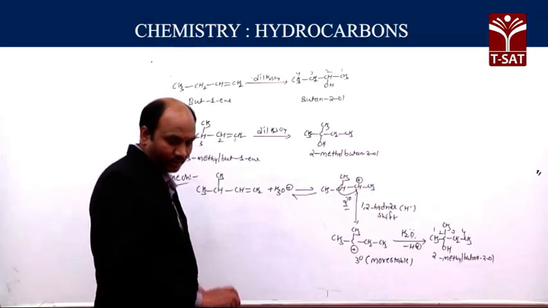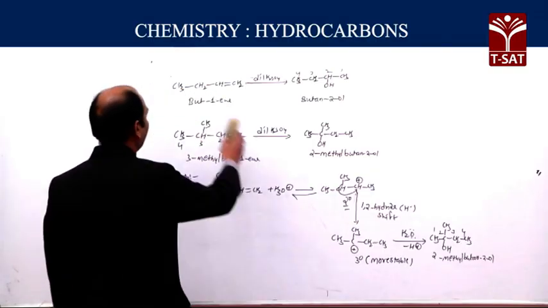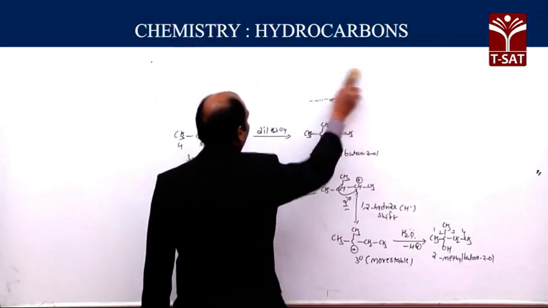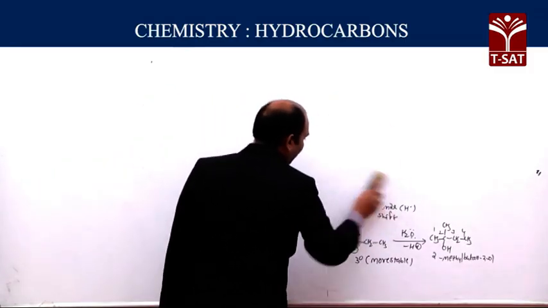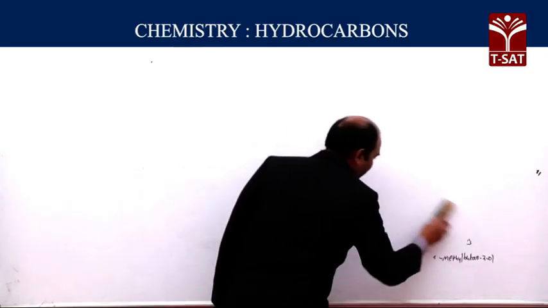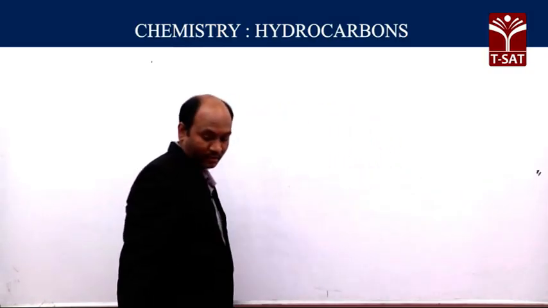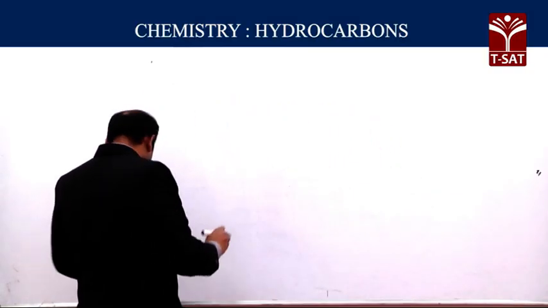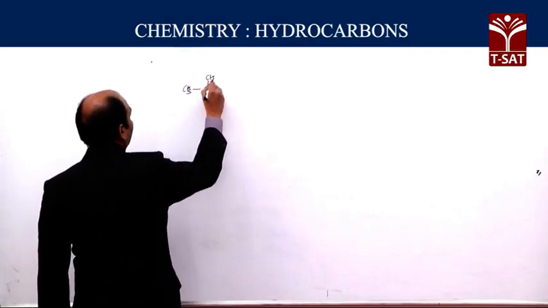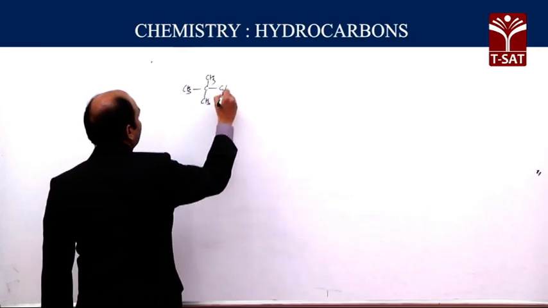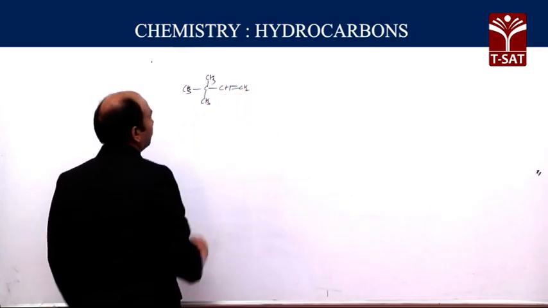So in these reactions, alkenes are converted into alcohols. Let us discuss one more example, in which a 1,2 methyl shift takes place. How does a 1,2 methyl shift take place? As we discussed, now this is CH3, C, CH3, CH3, CH double bond CH2.